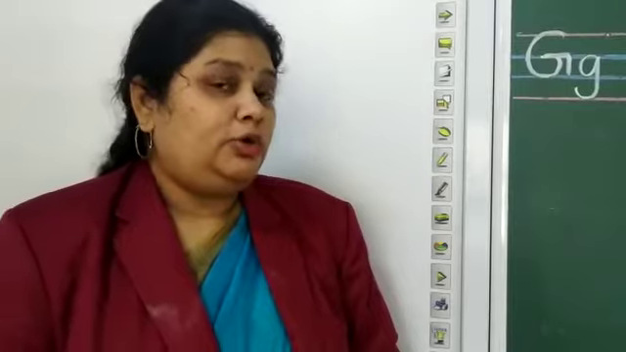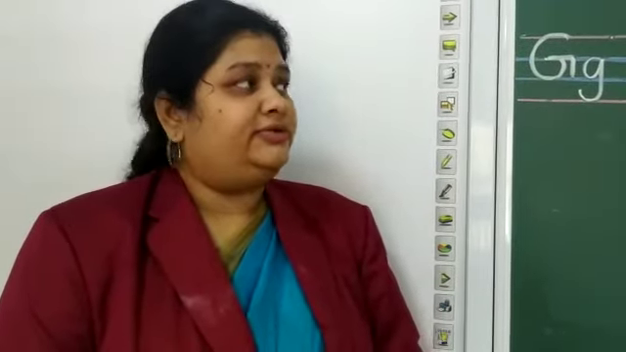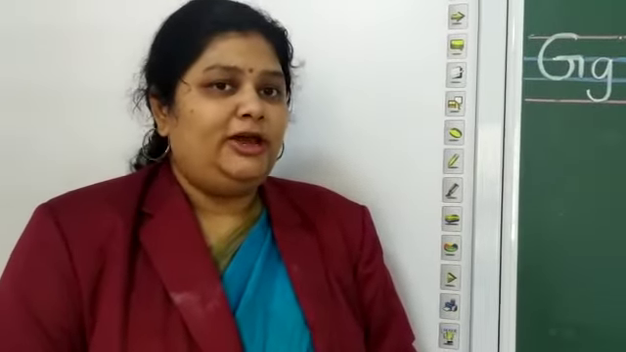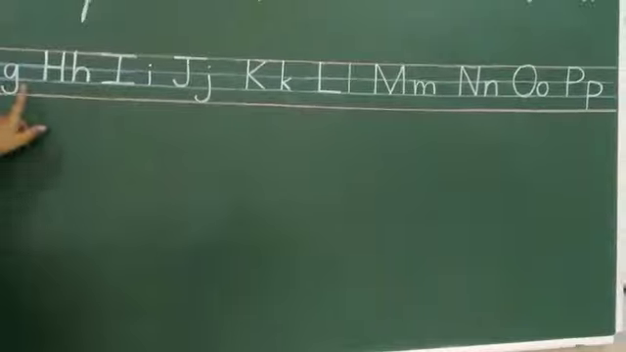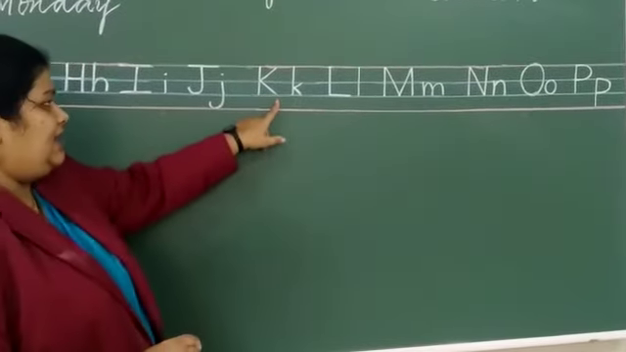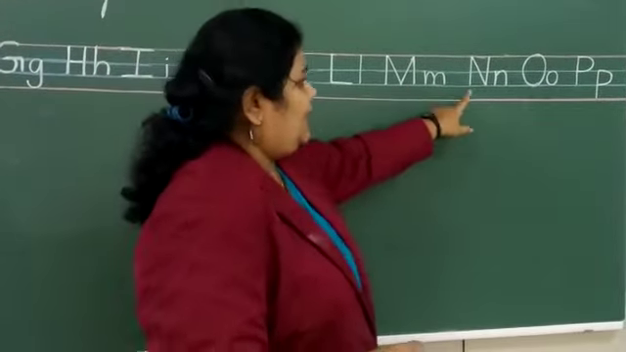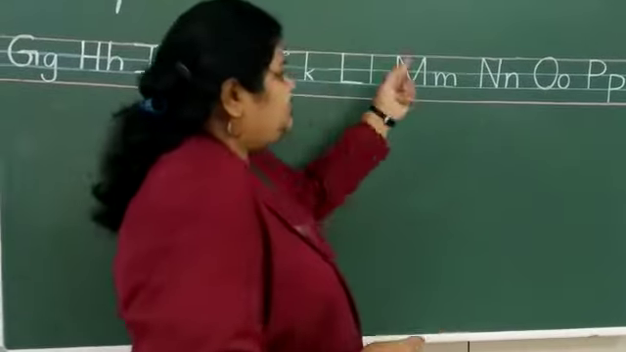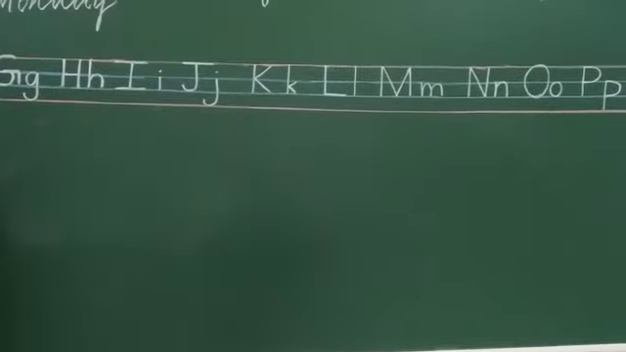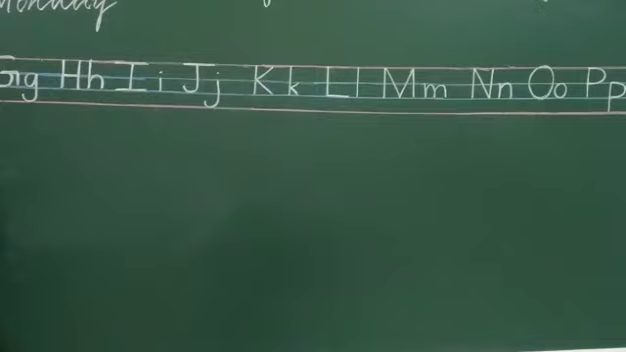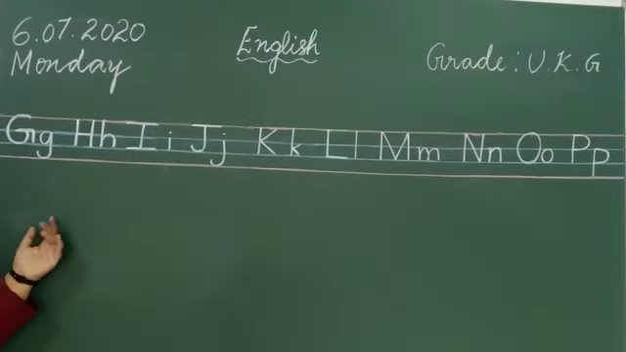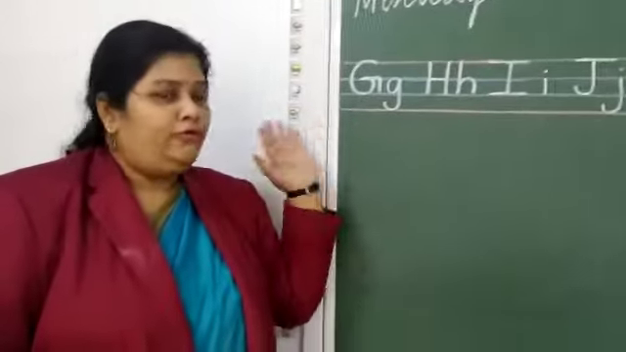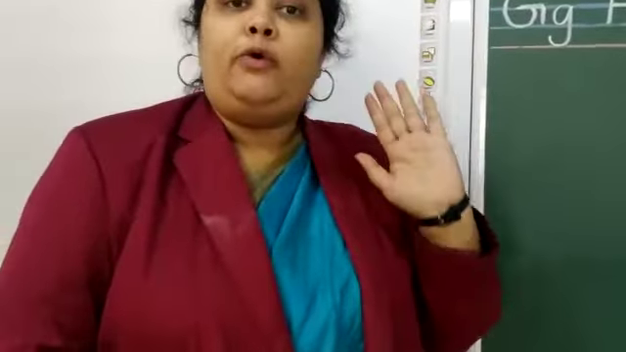I think, children, you all understood how to write the letters from G to P. Was it clear for you all? See, have a look at the board. From G, H, I, J, K, L, M, N, O, P. From G to P I have written on the board. See it properly and write it in the same manner. I want all of you to write it like this neatly in your 4 lines book.